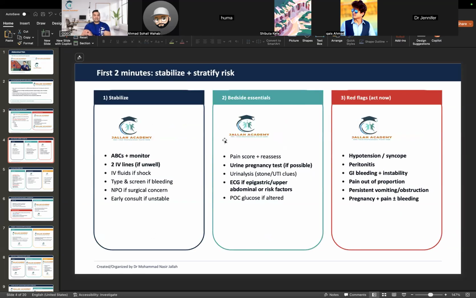And yeah, the first 2 minutes: stabilize and stratify risk. So ABC, monitor, 2 IV lines, if unwell, IV fluid, if shock, type and screen, if bleeding, NPO, if surgical concern, early consult if unstable. So these are the things that you do for stabilizing.